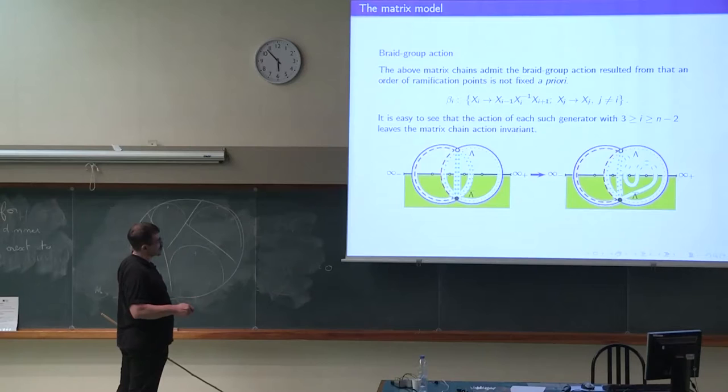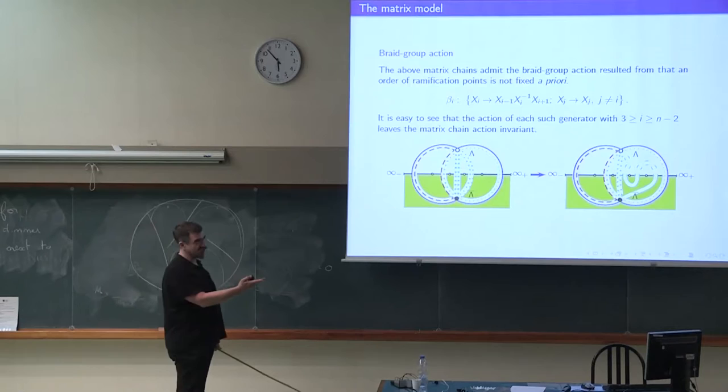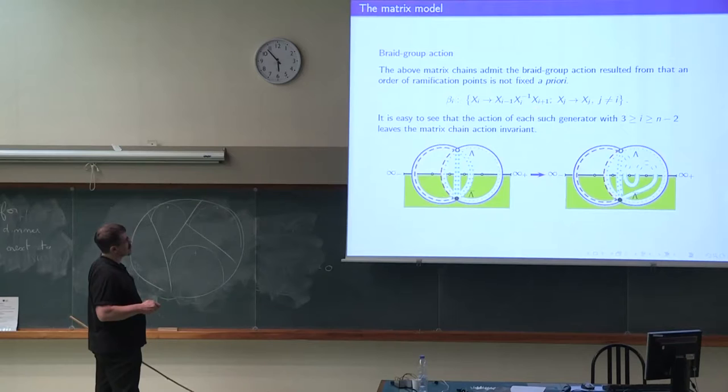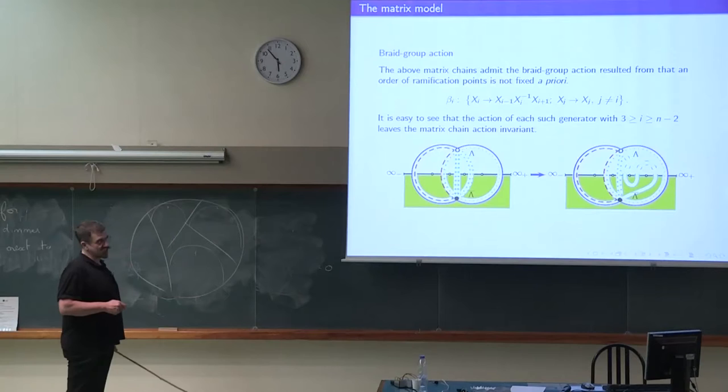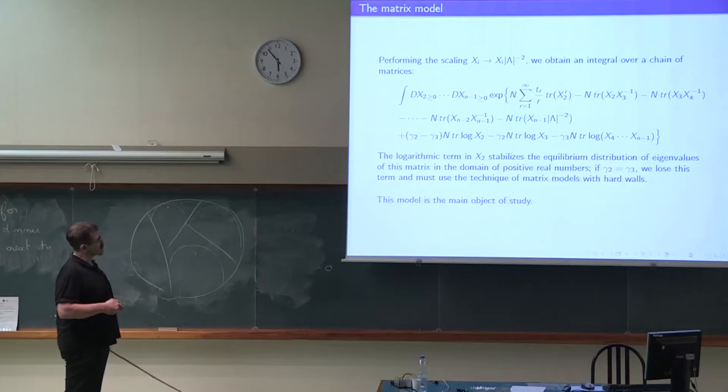So we must be able to interchange these points, and this is achieved by the following matrix transformations, which constitute a simple braid group action, and which leaves this action invariant. It's an easy exercise to check.